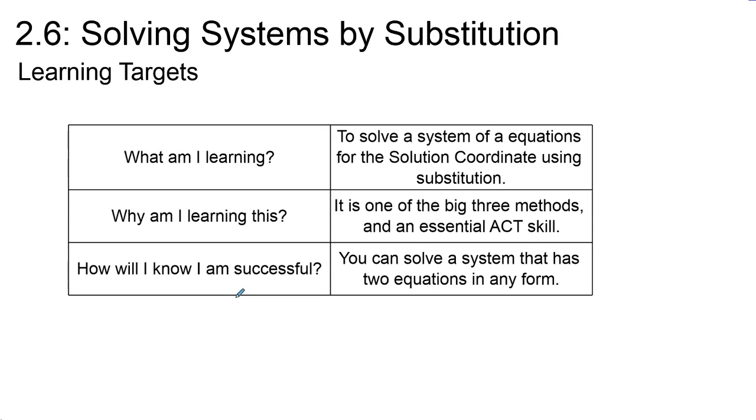Okay, so today, here are the learning targets. We are learning to solve a system of equations for the solution coordinate using substitution, because it's one of the big three methods and an essential ACT skill. And you'll know you're successful when you can solve a system that has two equations in standard form or slope-intercept form, and it won't matter which form it gives you, you'll be able to solve them either way.